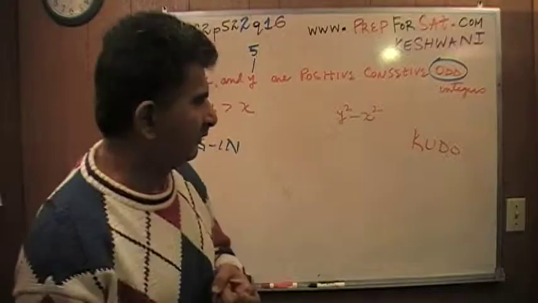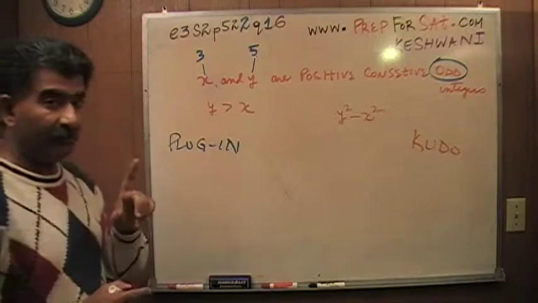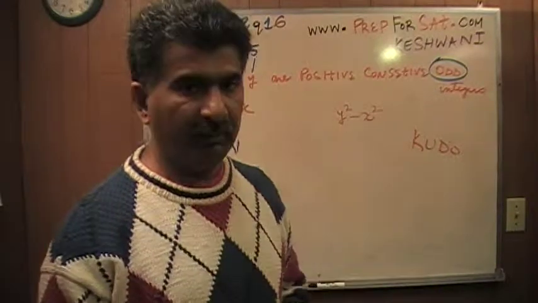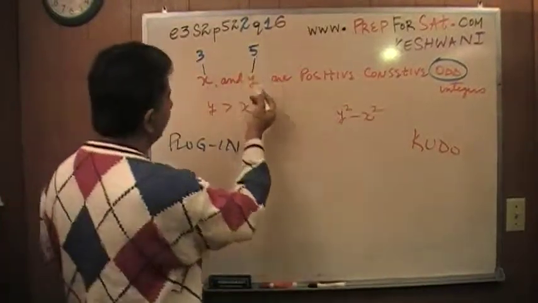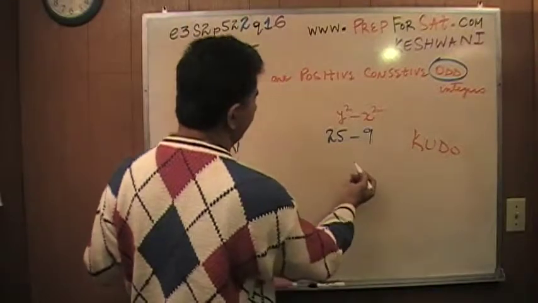Don't plug in those numbers. So I'm going to plug in 3 and 5. And there is a reason for that as well, why you want to avoid the numbers that appear in the problem, which I'll explain when the time comes. Let's plug in 3 and 5. So y equals 5, x equals 3, x squared equals 9, y squared equals 25.